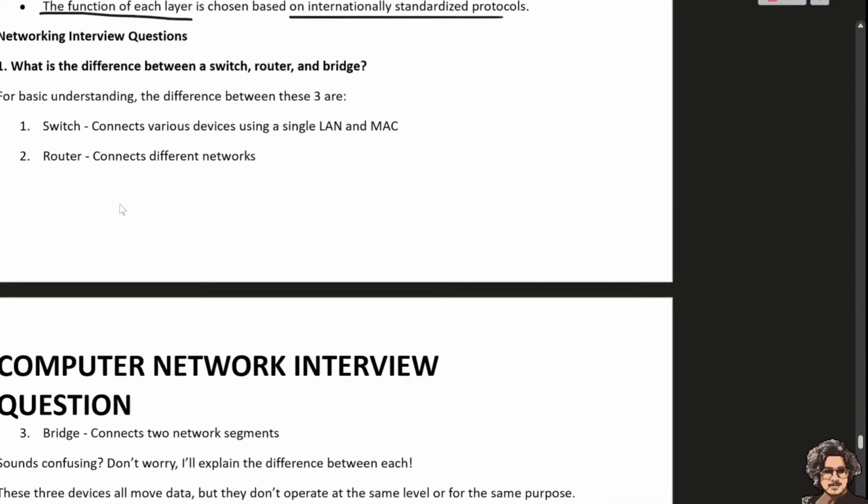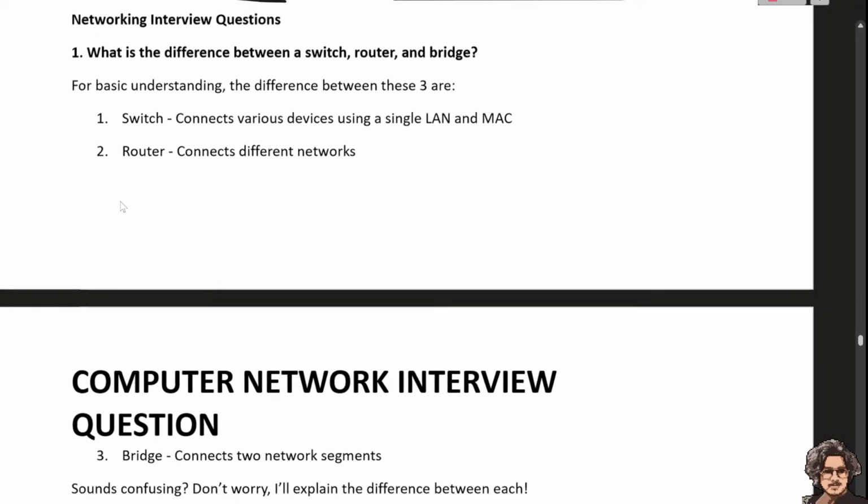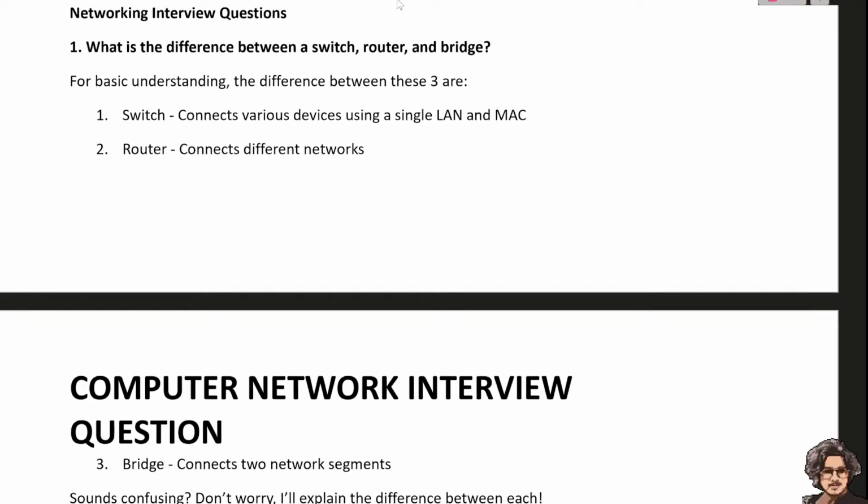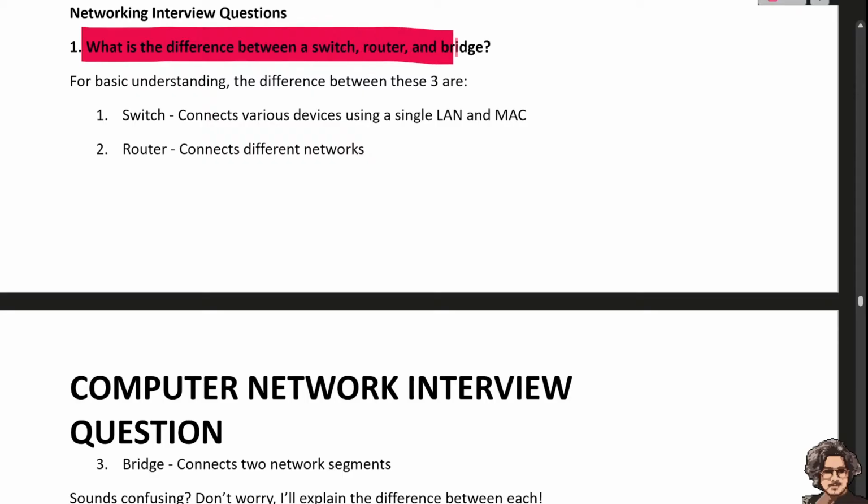Now we will see the difference between a switch, a router, and a bridge. What is the difference? Let's start with the basic understanding of each, beginning with the switch.